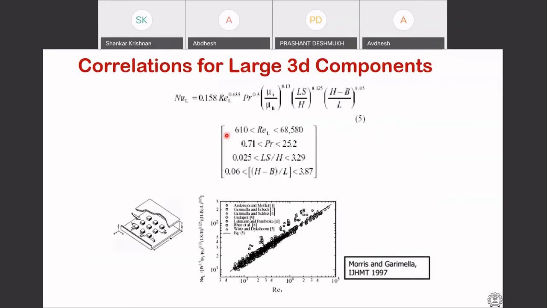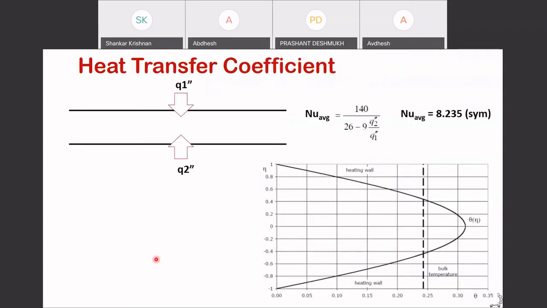However, these correlations are not useful when it comes to real boards. They just give a rough order of magnitude because they assume some equidistant spacing of these heat sources and this and that, which is never the case in a real board. So what happens if I have this simple thing that we typically deal with in class?